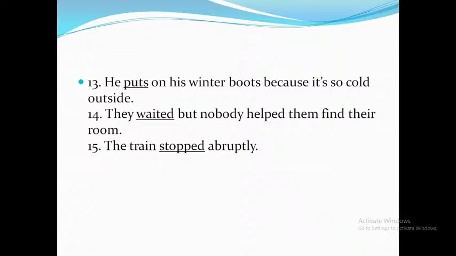Yes, number 13, the first one, is: he puts on his winter boots because it's so cold outside. This is of course transitive verb because his winter boots is there. Next one is intransitive and 15 is also intransitive verb.